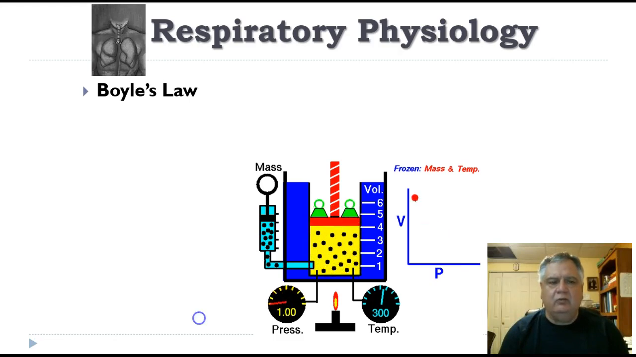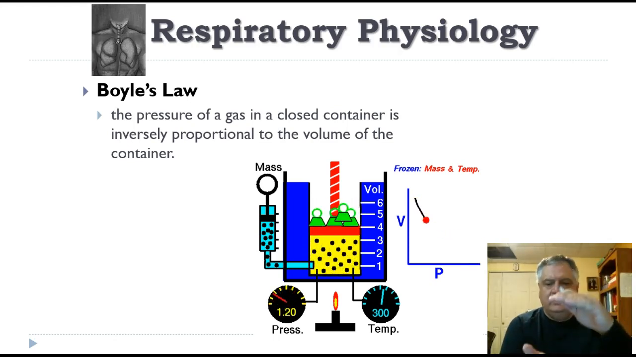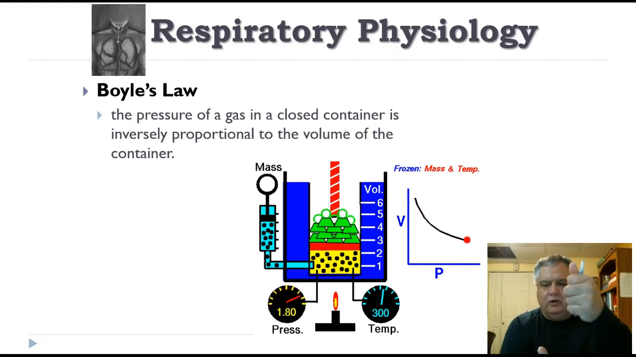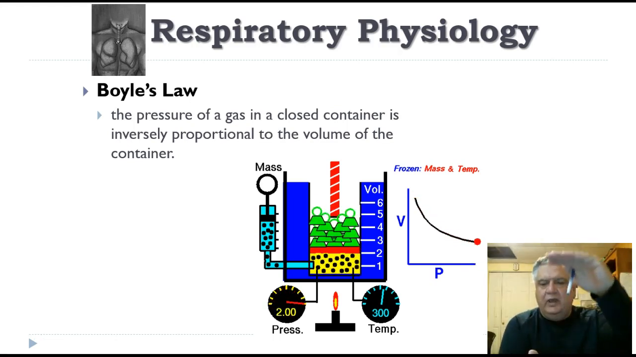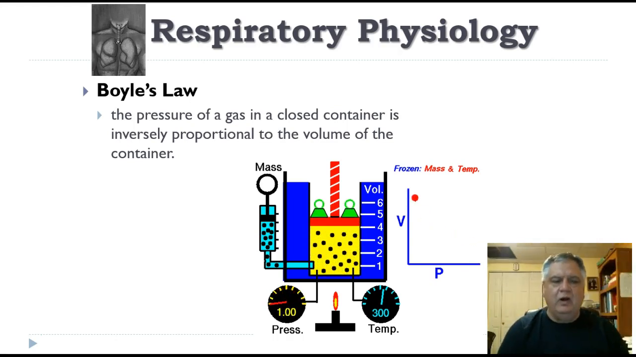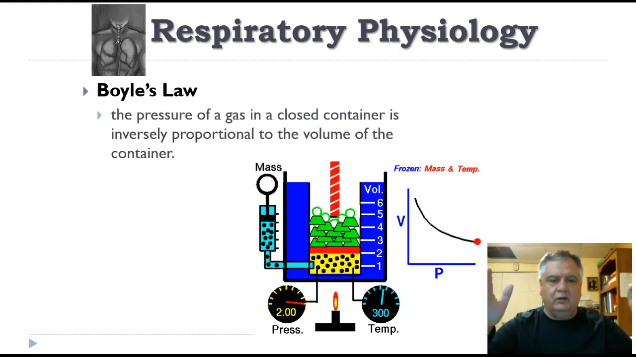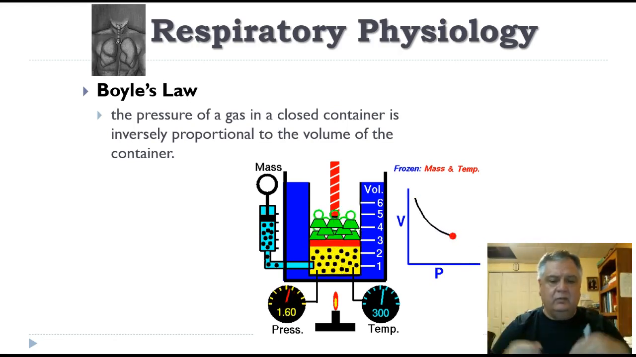You might recall in chemistry you learn about something called Boyle's Law. Boyle's Law says that the pressure of a gas in a closed container is inversely proportional to the volume of the container. So in other words, as the volume of a container decreases, the pressure goes up. As the volume of a container increases, the pressure is going to go down. That's why what we saw happen in the lungs whenever we lifted the thoracic cavity up and out and stretched those lungs, the volume of the lungs increased and the pressure went down.